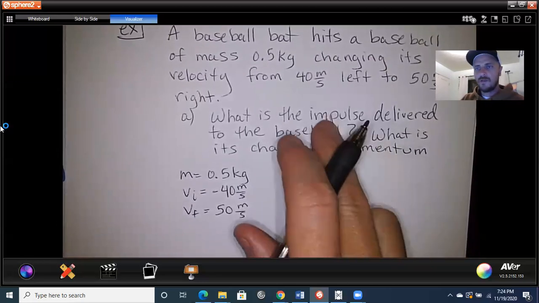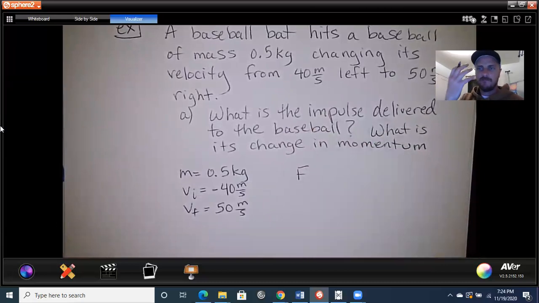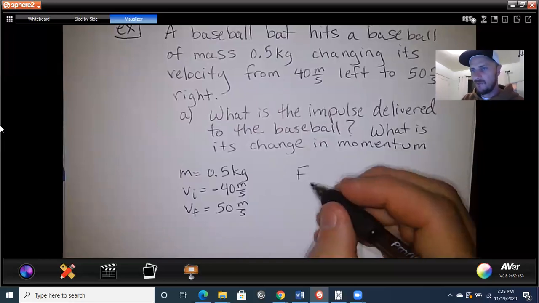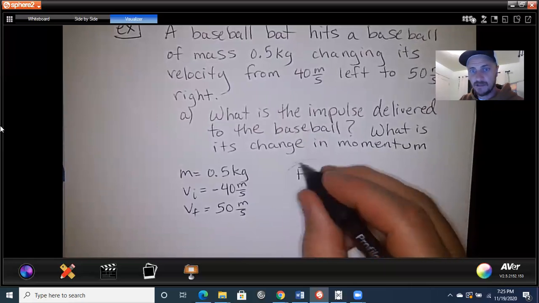And I want to know, what is the impulse? Well, impulse doesn't have just a variable, right? Like force is F, momentum is P, right? But impulse doesn't have a fancy variable. We just have to write F delta T. That is the impulse.